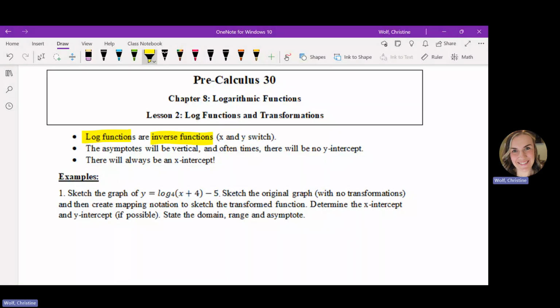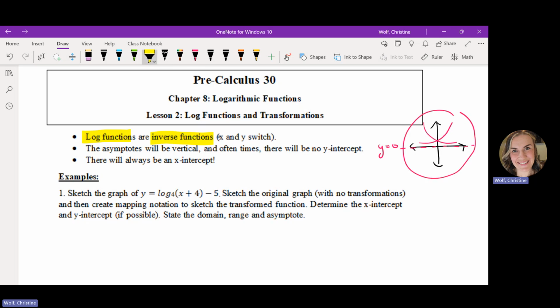We talked about how a log function is actually just the inverse of an exponential function. If you remember those exponential functions from chapter 7 just a few days ago, those were the ones that were either decreasing like that or increasing like that. Those had the asymptote right there at y equals 0, sometimes translated up or down depending on transformations. So today we're going to be graphing the log functions, which are the inverse of these.